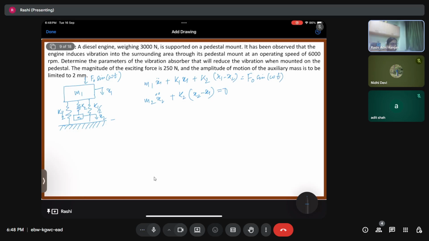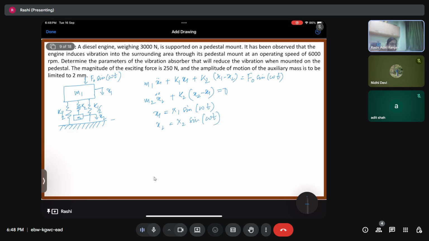Now the first thing is to again find the frequencies. So for frequency we know how we do it. We assume the solution x1 is X1 sine of omega t and x2 as X2 sine of omega t. Then using this we can find out.